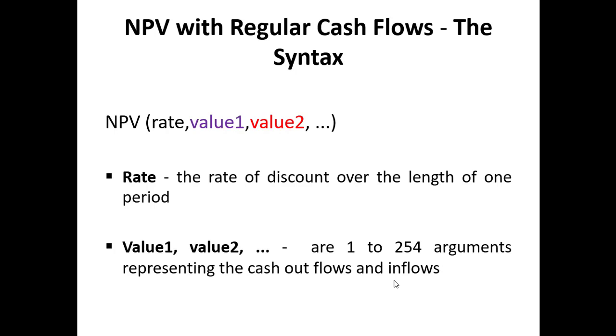It says that the rate is the rate of discount over the length of one period. So your discount rate comes into play, and then the values: value 1, value 2. These are 1 to 254 arguments representing the cash outflows and inflows. It is simply the cash flows. You can go up to 255 values, but in a single instance you can select all the cash flows of the project. So we may see that using an example.